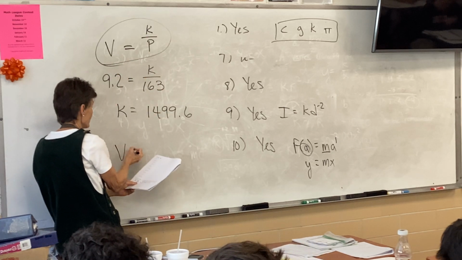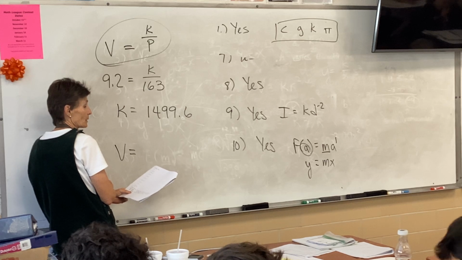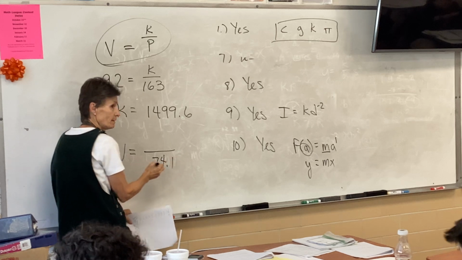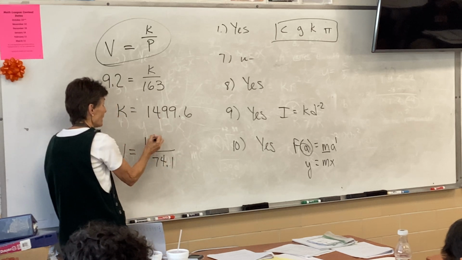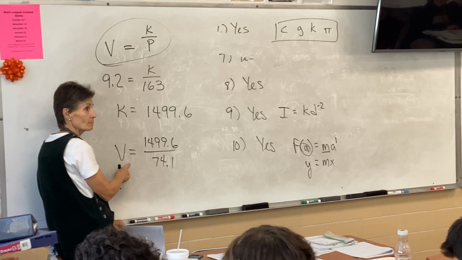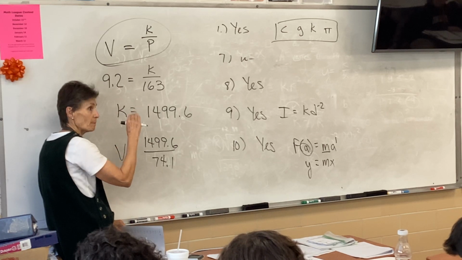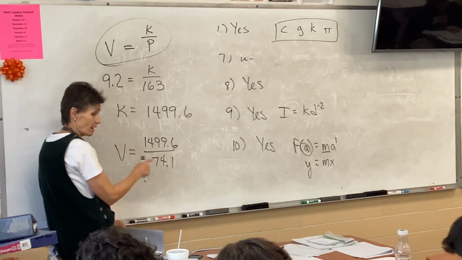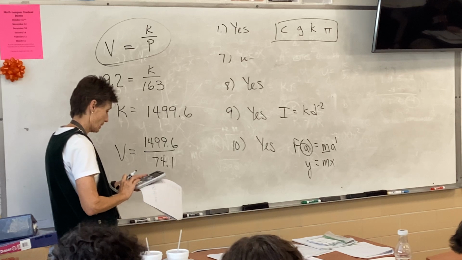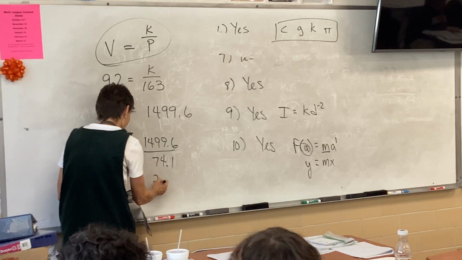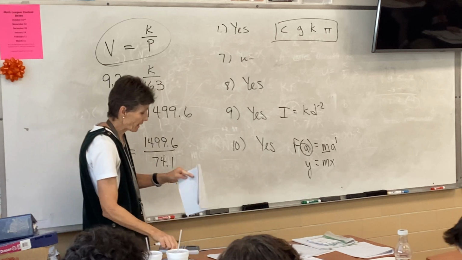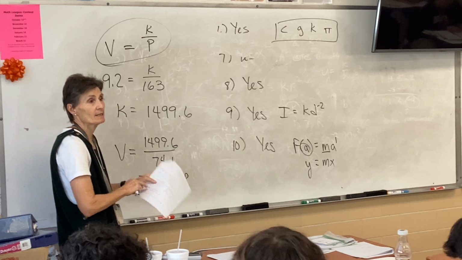Find the volume when the pressure is 74.1. But I know what K is, right? So can I find my volume now? See, just one step at a time, how easy that was. So now I'll just type that in. And the answer is about 20.238. I would put a unit on it, but I didn't put units in here.